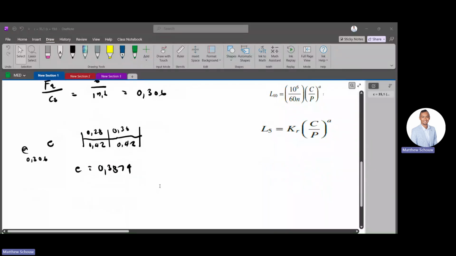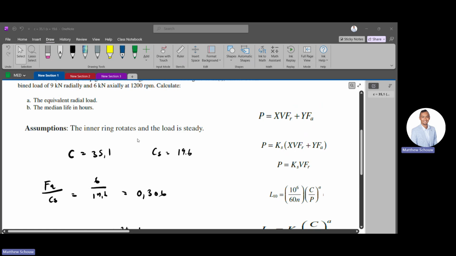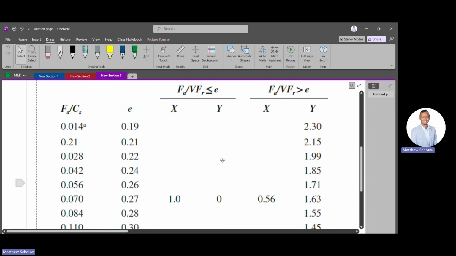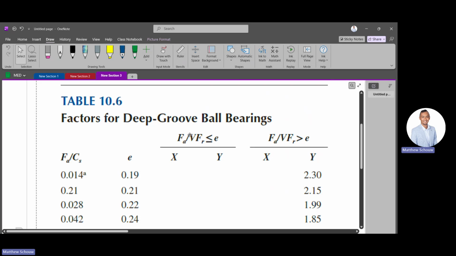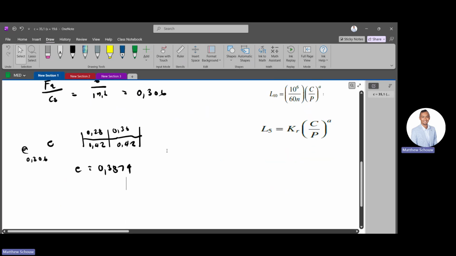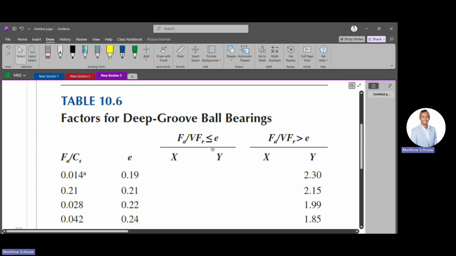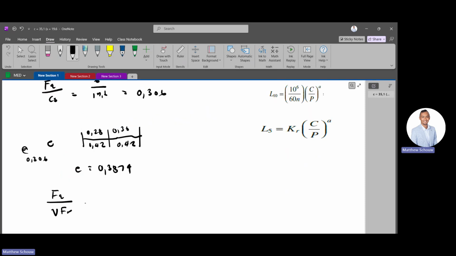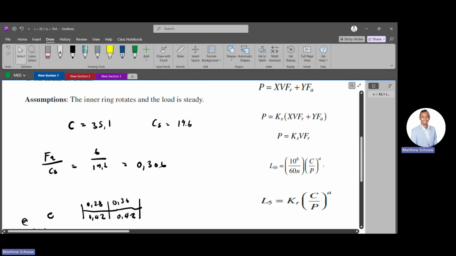Once that is done, some very basic algebra here. We then must determine that other factor, like I mentioned, which is FA divided by VFR, and we have to see whether it falls equal, less than, or greater than. Let's quickly do that. So that's FA divided by VFR. Actual load is given as 6.